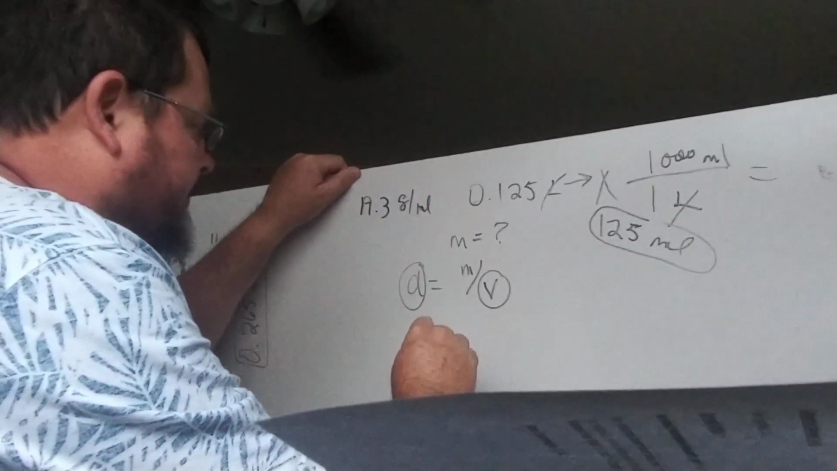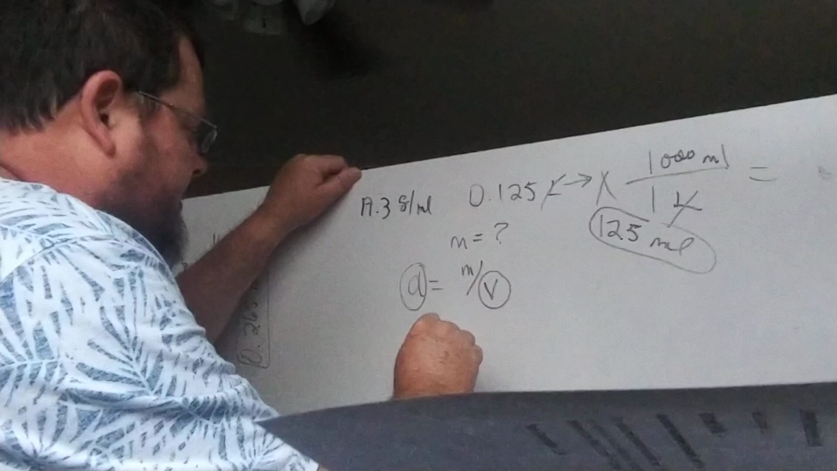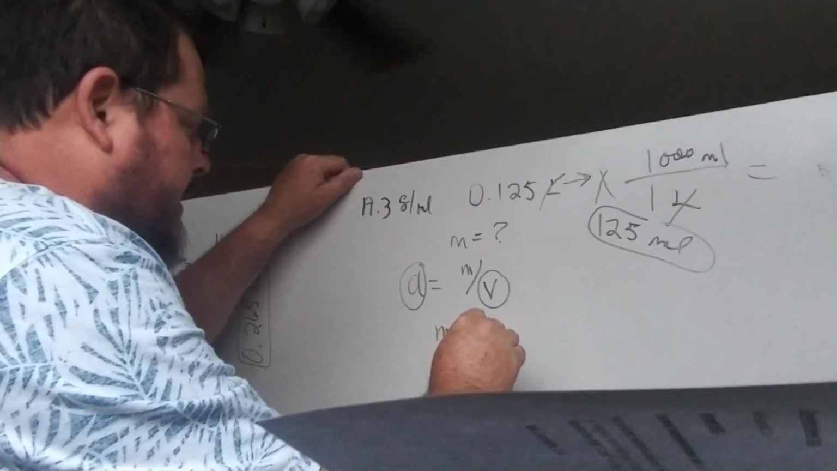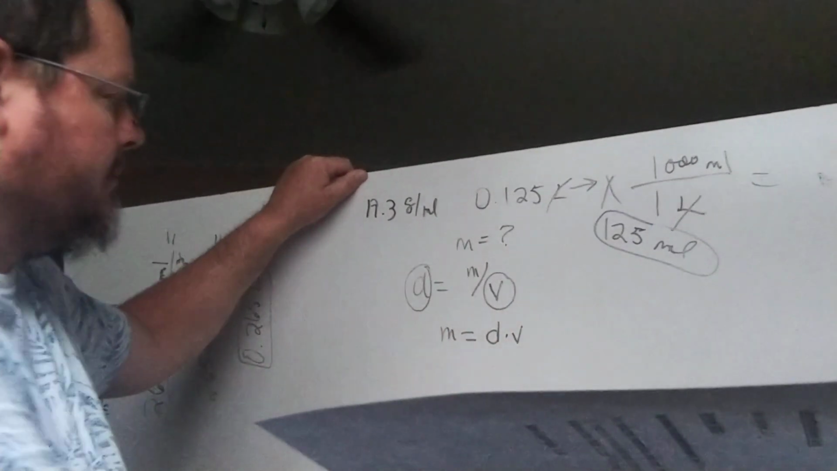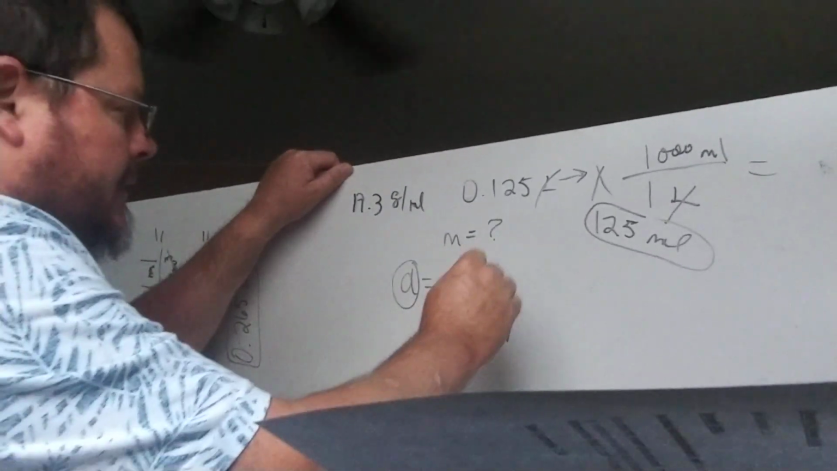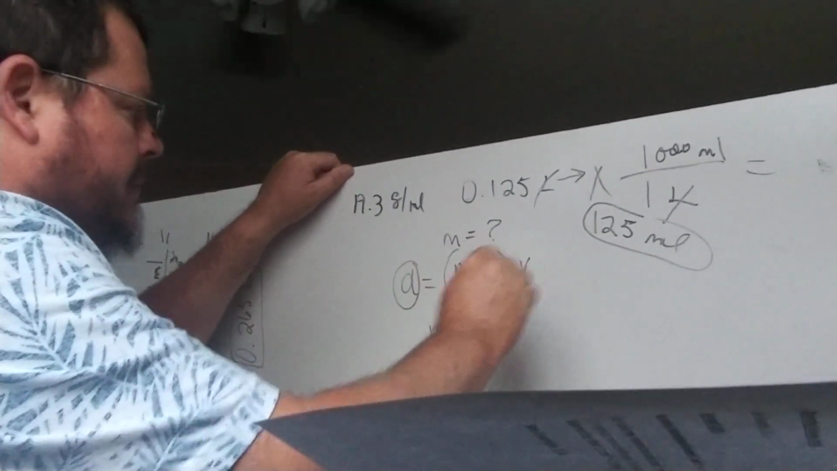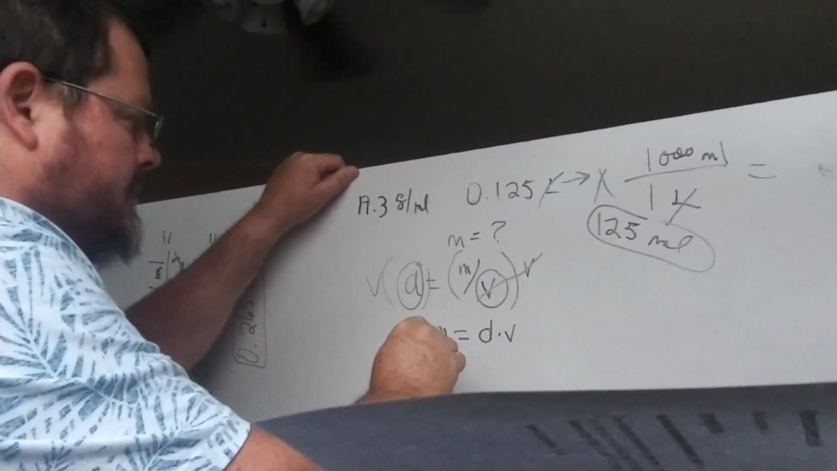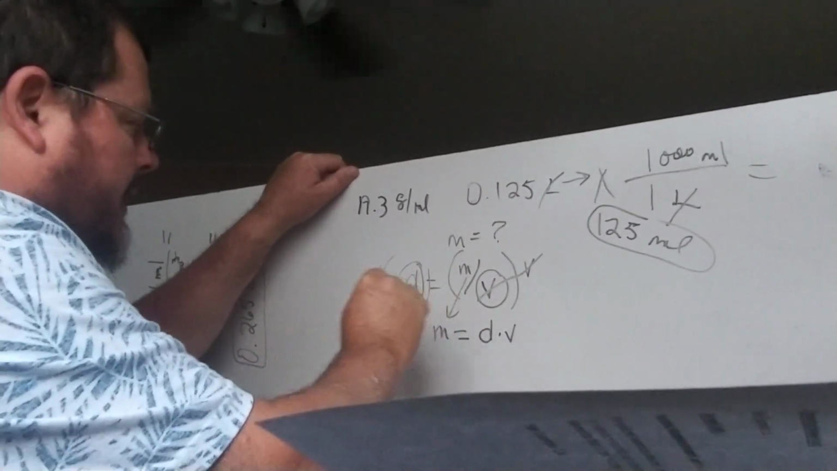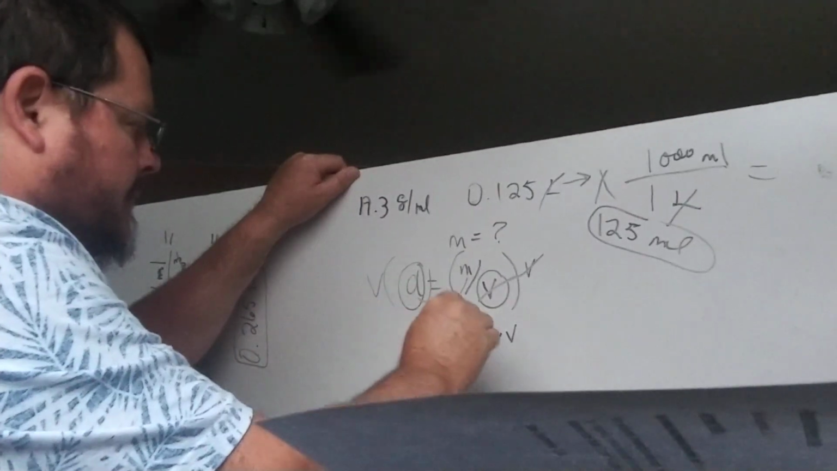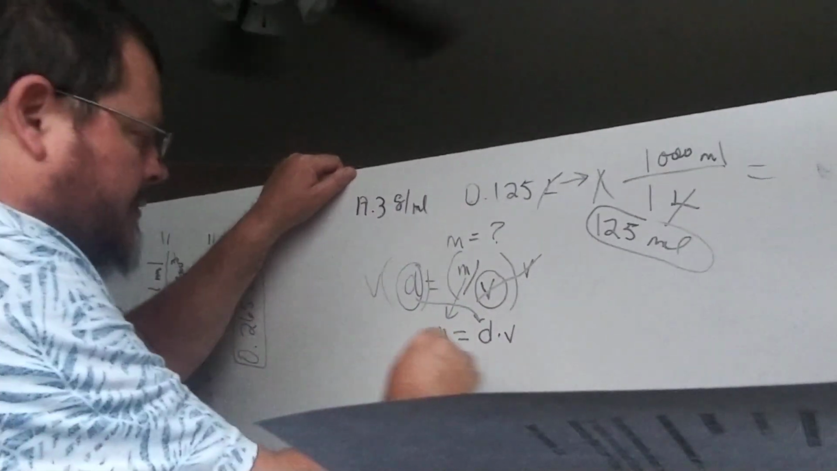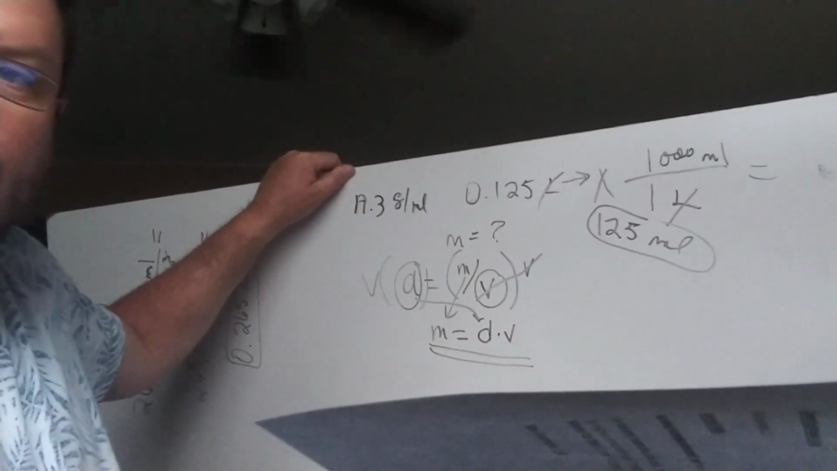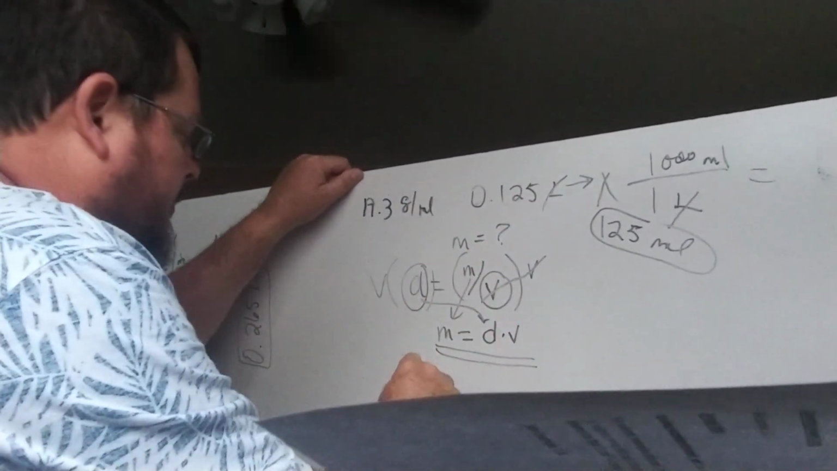How do I do that? Well, mass equals d times v, right? I rearrange the equation by multiplying each side by v. My v canceled. I end up with mass by itself, which is here, and then I got v times d, which is this part of the equation. Here's my equation. Okay? Now I just need to plug in the numbers.